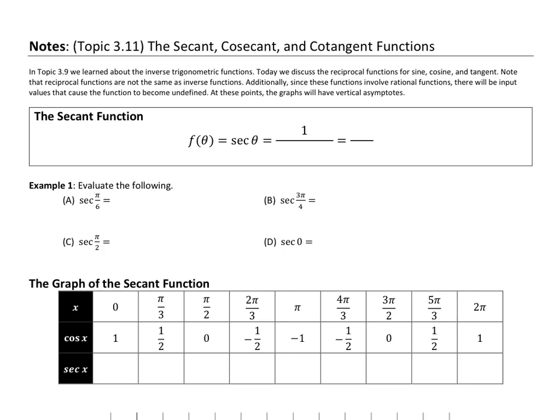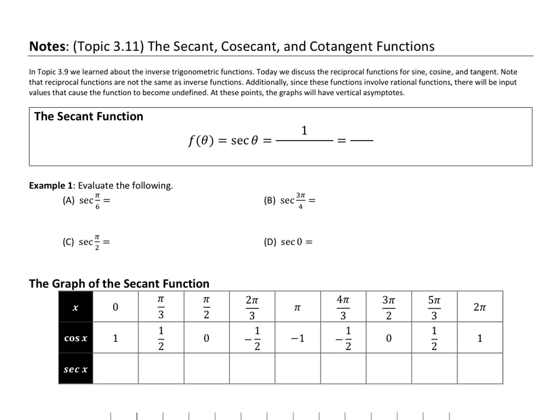In topic 3.11, we're introducing the secant, cosecant, and cotangent functions. So these are new functions for you that you may have not heard of before. So let's think back of some things that we already know. In topic 3.9, we learned about inverse trig functions. That's the ones where you input a value, you get out an angle measurement.